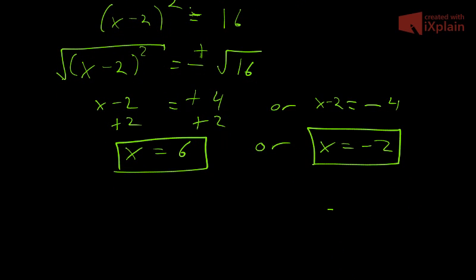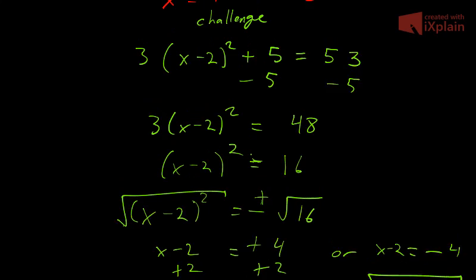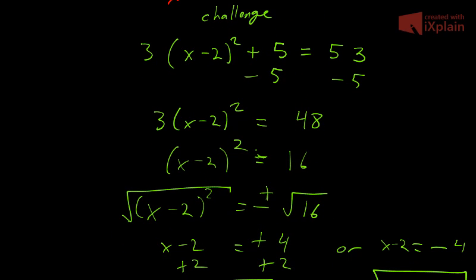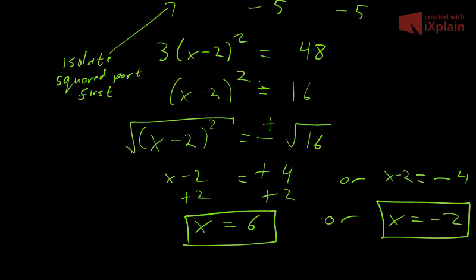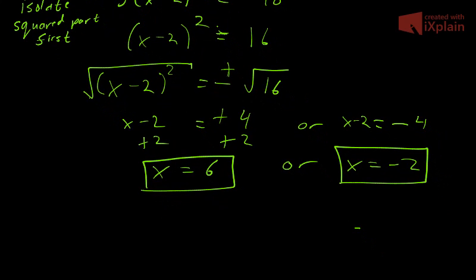So I know that's a little bit crazy, the challenge problem there, but I think that if we look through it, we know how to do all these steps. The trick was to start by isolating this. So isolate the squared part first, and then after that everything else kind of falls in line, and we end up with our two answers.